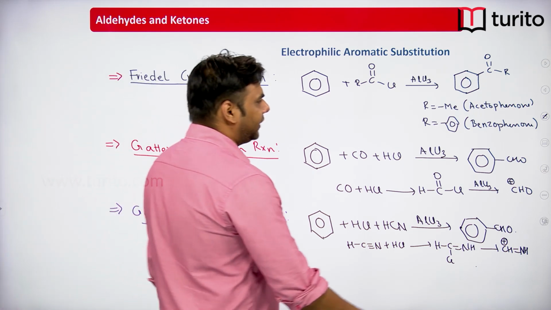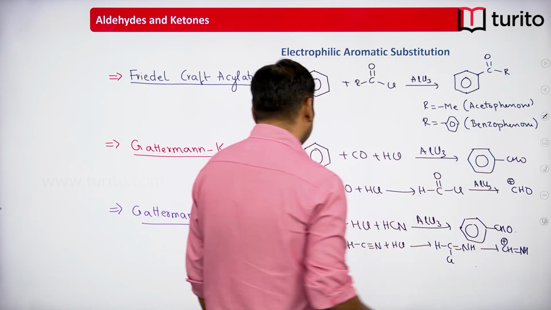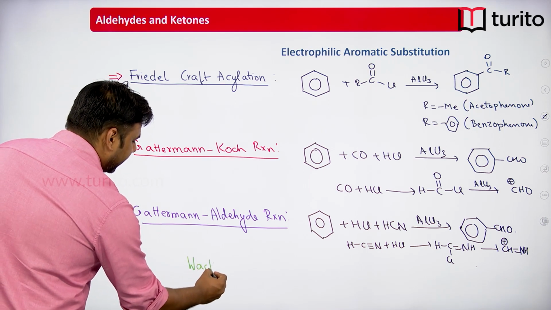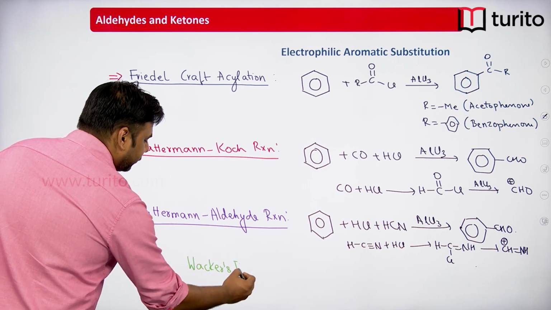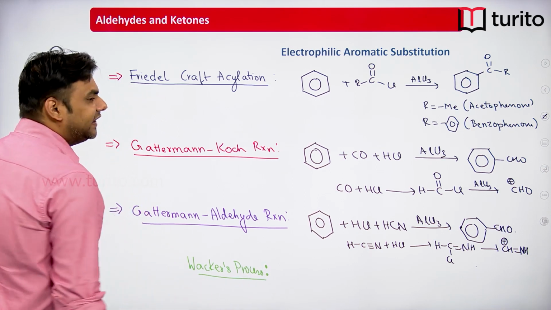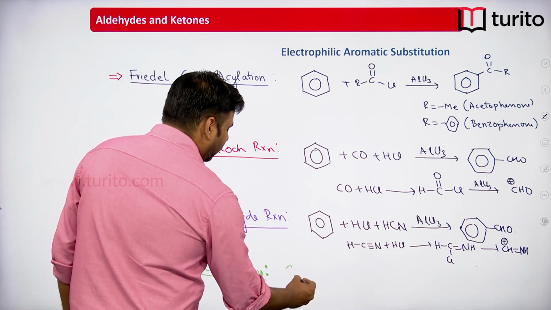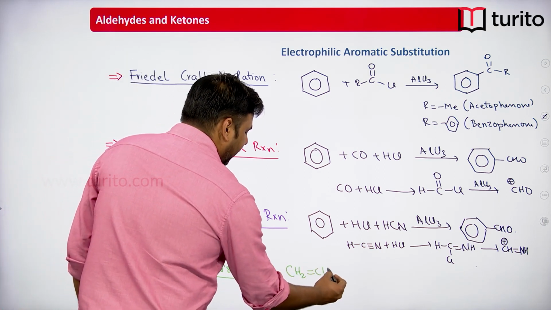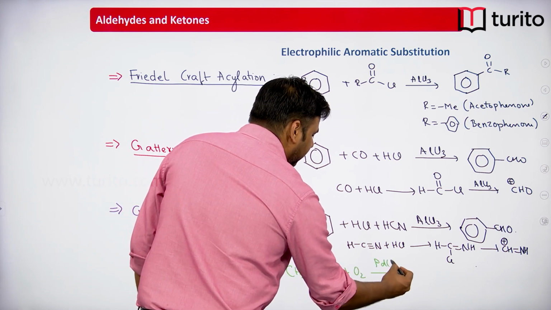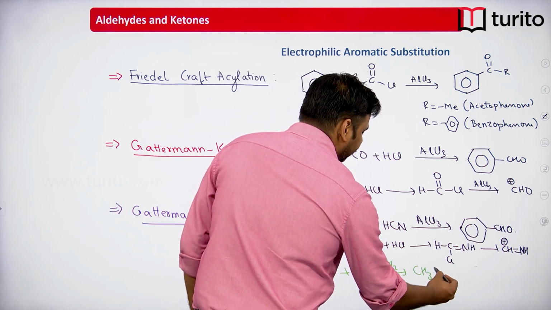Now there is one more reaction I think I missed out in alkene. This is known as Wacker's process. I think this is mentioned in NCERT as well. Wacker's process is basically the oxidation of alkene in presence of PdCl2. PdCl2 acts as a catalyst. So if you take an alkene and react it with O2 in presence of PdCl2, which is acting as a catalyst, it forms an aldehyde in this case.